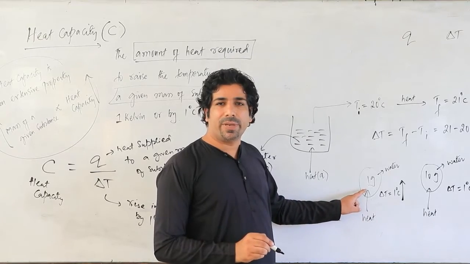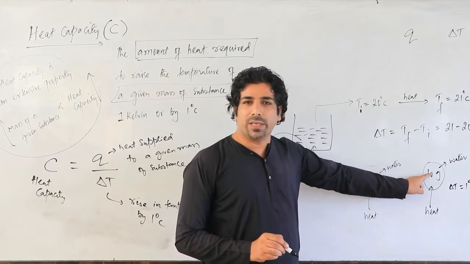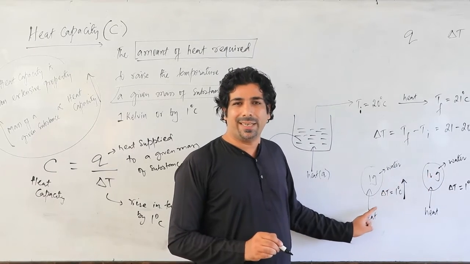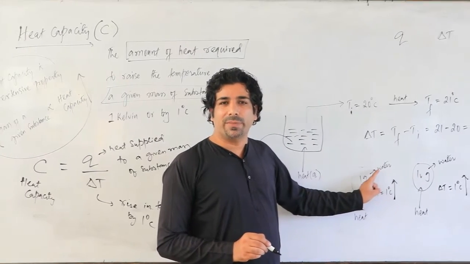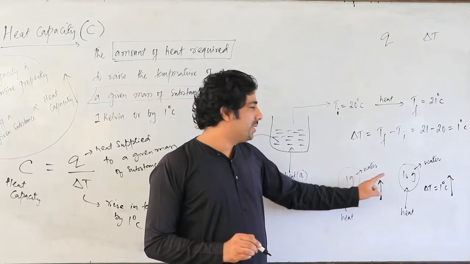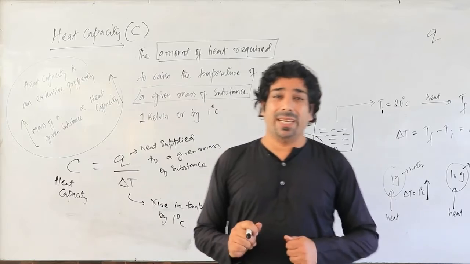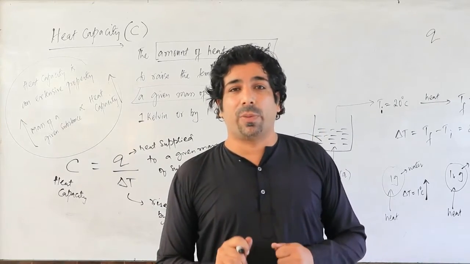But rise in temperature will be 1 degree here also, here also. So here more heat is required to raise the temperature by 1 degree. And here less heat is required to raise the temperature by 1 degree. That means more the mass of a substance, more will be the heat capacity. And heat capacity is an extensive property, my dear friends.